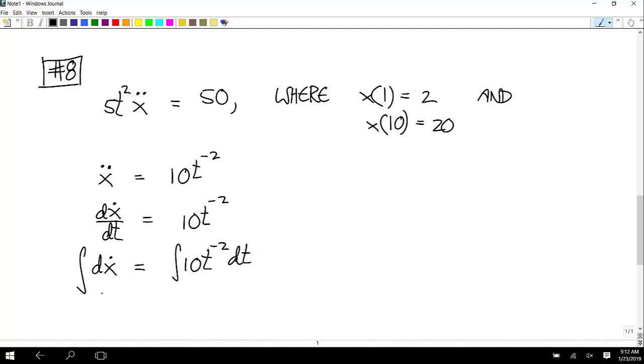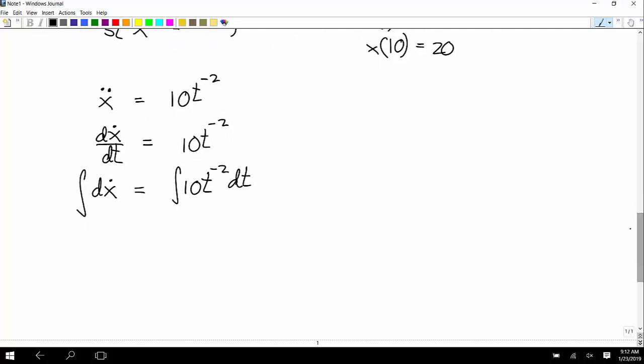What do you get when you integrate dx dot? X dot, yep. And over here, we have negative 10t to the negative 1 plus c. That's the combined constant of integration for both sides. I'll call this C1 because we're going to have to do it again, and we can't solve for that yet. We don't have a boundary condition that lets us solve for x dot.